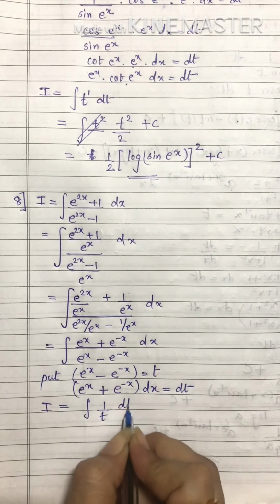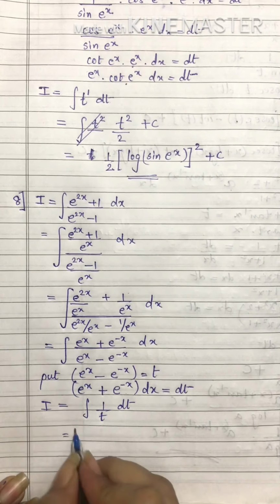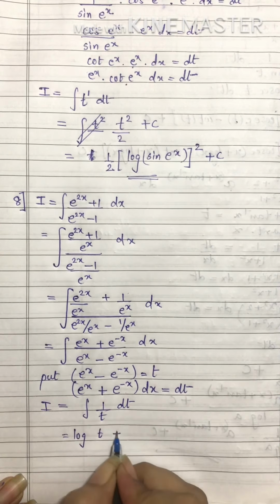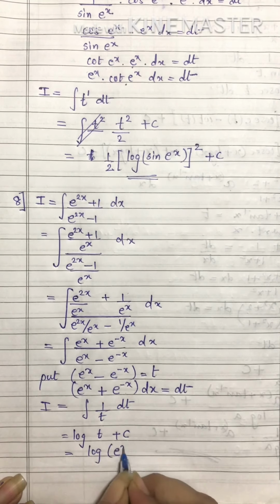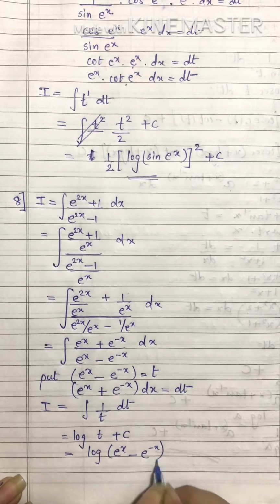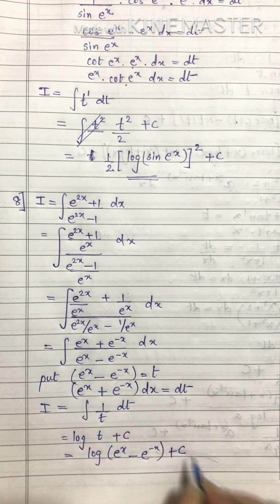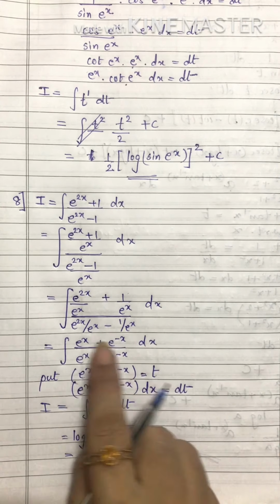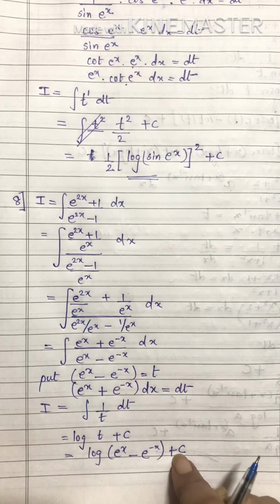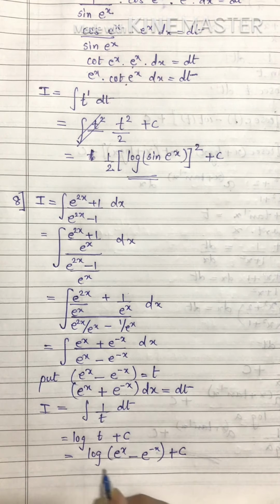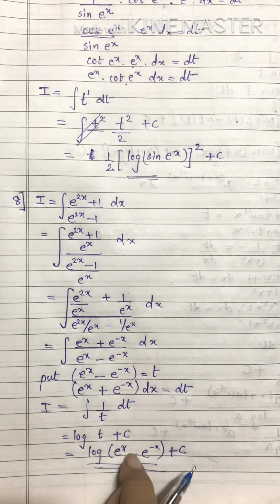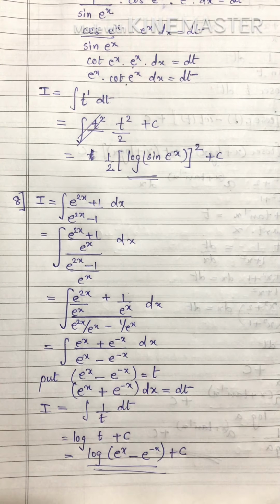So I becomes integration 1 upon t dt. So that is log t plus c. So what do you get? Log e raised to x minus e raised to minus x plus c. Fine. So in this place also, after this, directly the answer can be written using the corollary, but we are learning integration by substitution, so I have completed the sum using the substitution method.